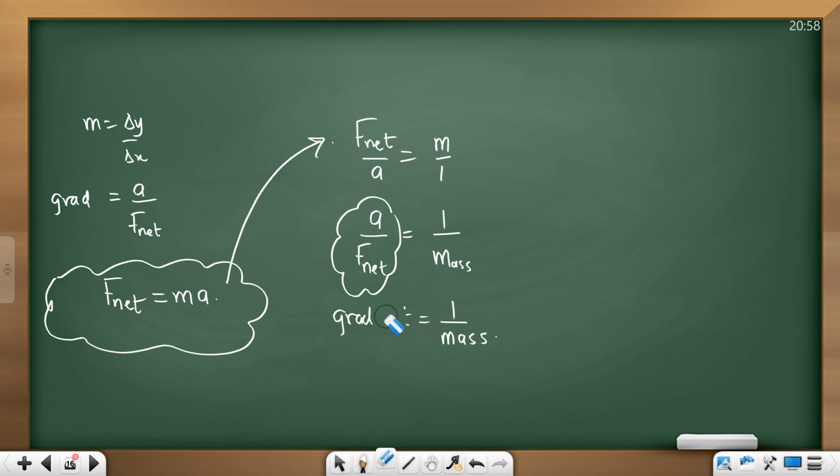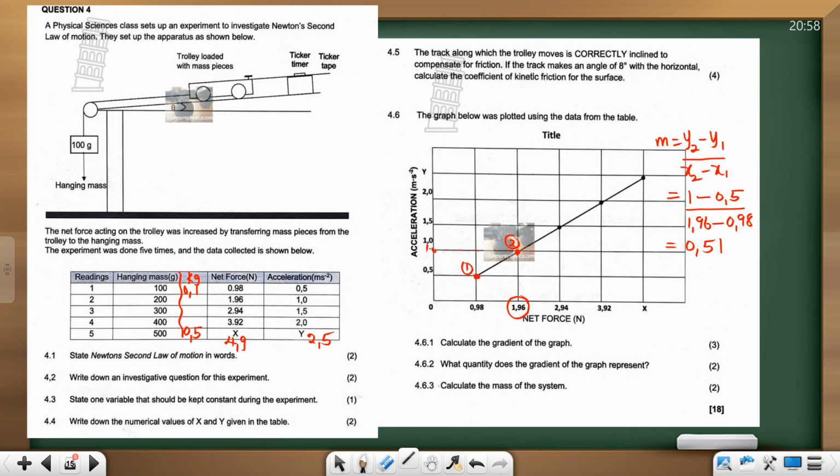Did this make sense? Did that make sense, people? You get a formula from the gradient and then you go and match it with the formula from the data. Okay, Kutlano, I'll be done in the next 30 seconds or so. So gradient is 1 over mass, are we okay there? 1 over mass.